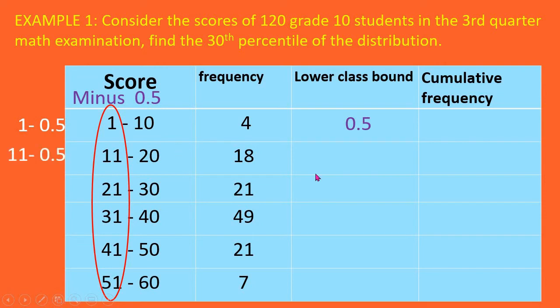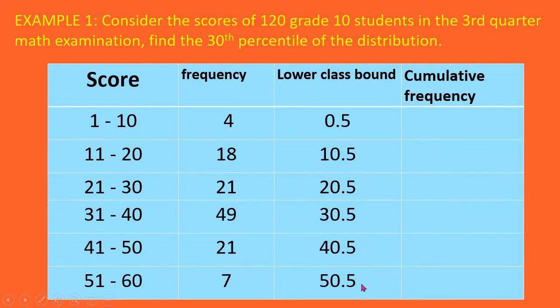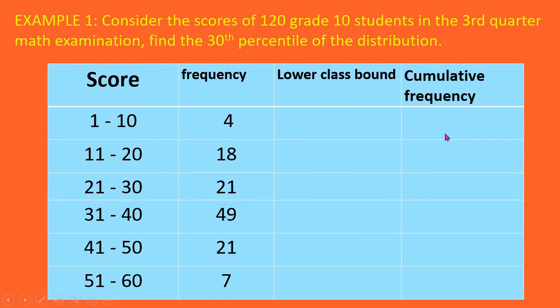11 minus 0.5, the result is 10.5. 21 minus 0.5, the result is 20.5, and so on. So you have already completed the third column, the lower class boundaries. Now let's proceed to the last column under cumulative frequency. How are we going to complete the table?